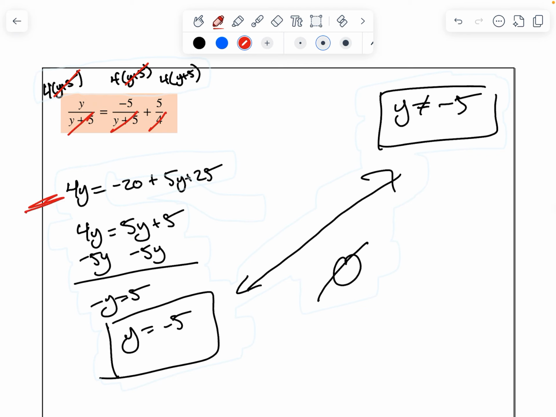This is what happened after I divided. My solution was y equals negative 5, and that turned out to be one of the restrictions, right? And so we had to toss out that answer. My answer is no solution, or it could look like the null set.